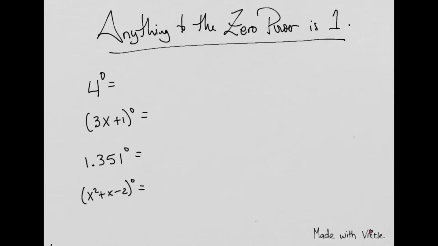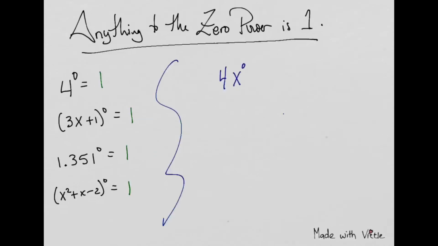4 to the 0 is 1. 3x plus 1 to the 0 is 1. 1.351 to the 0 power is 1. This trinomial to the 0 power is 1. It looks like they are degree symbols, but they're not. They're a 0 power. But if I say 4x to the 0 power, the 4 doesn't have the 0 power, just the x. So this was 1, so this is 4 times 1, which is 4.